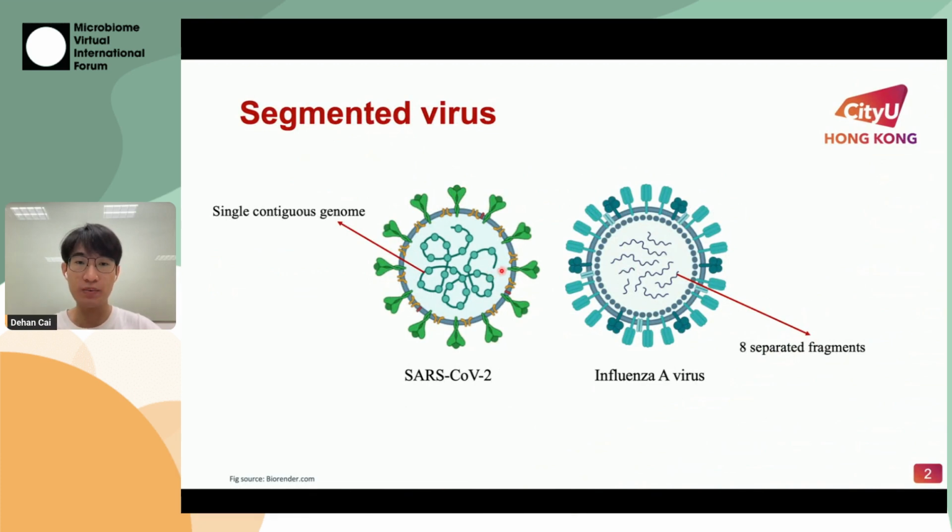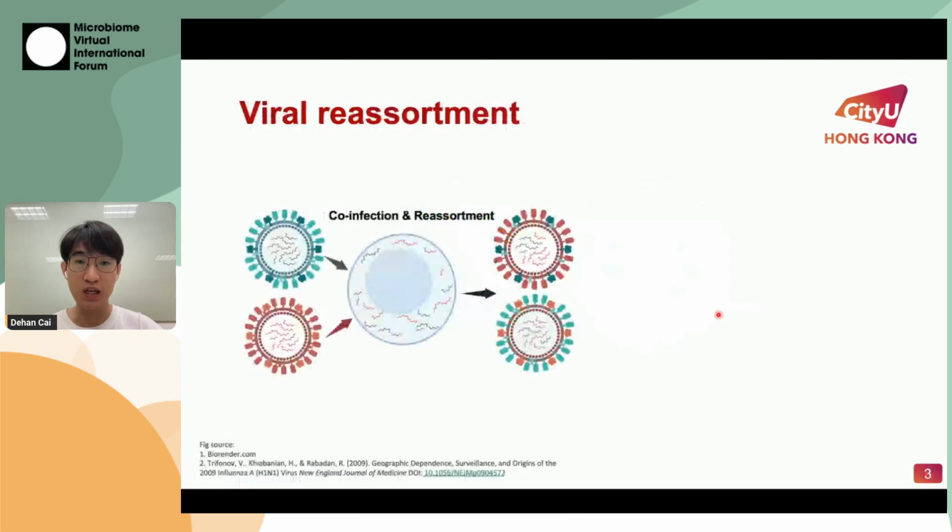Compared to other viruses with single contiguous genomes like SARS coronavirus 2, the segmented virus is very special because its genome is fragmented. For example, influenza A viruses have separate fragments. Because of this special genome structure, segmented viruses can produce novel virus strains via a process called reassortment. When multiple different virus strains infect the same host cell, their fragments are mixed and then packed into the new viral particle.